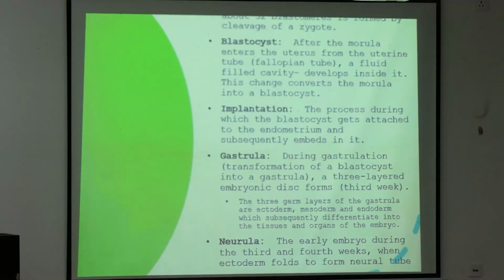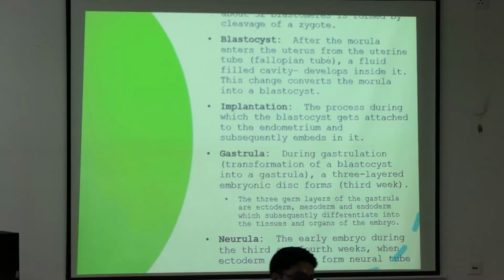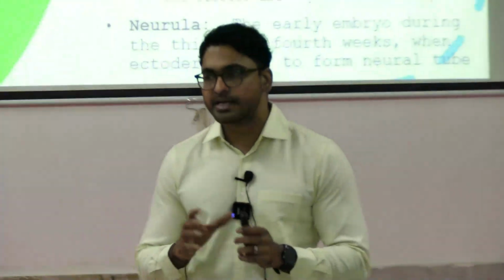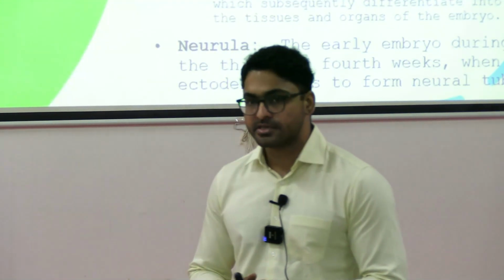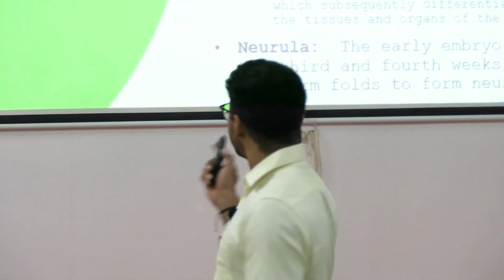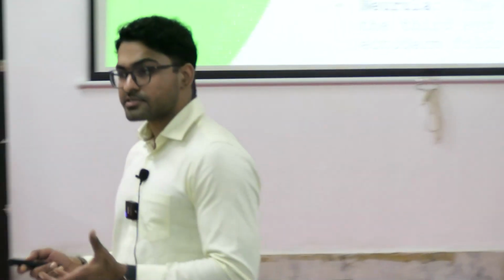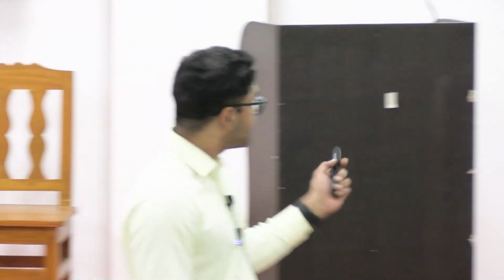Then we have the blastocyst. When there is fluid collection in the morula, what forms is called the blastocyst. And the blastocyst is the entity that implants in the endometrial cavity, right? Implantation. What is implantation? The embryo has to attach somewhere, and it attaches into the endometrial cavity, and that process is called implantation.